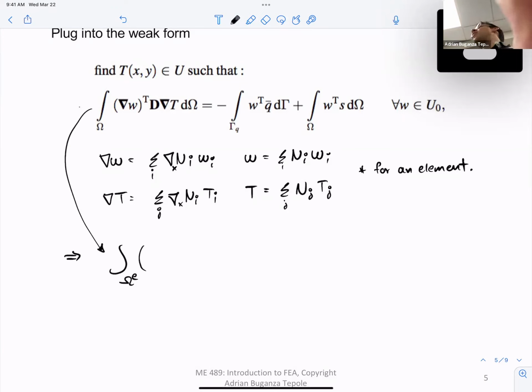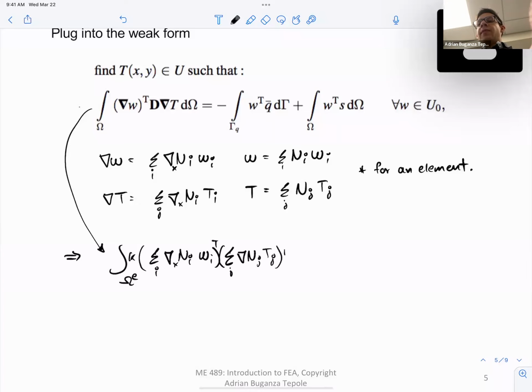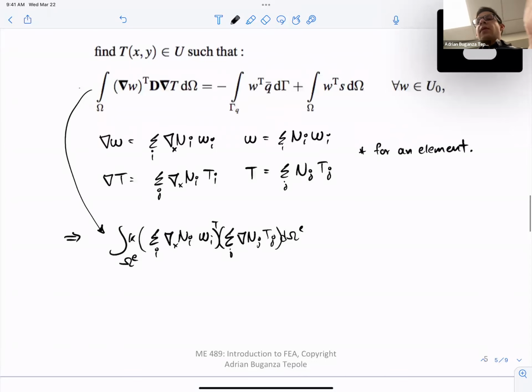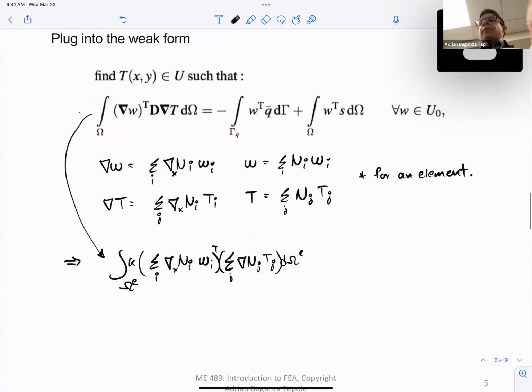when you plug in the discretization, it's going to look something like this. And then, like I said, I'm going to ignore the matrix. I'm just going to put K for the conductivity. And then the sum of the gradient of shape function J times Tj d omega e. Then I'm going to ignore this for now.